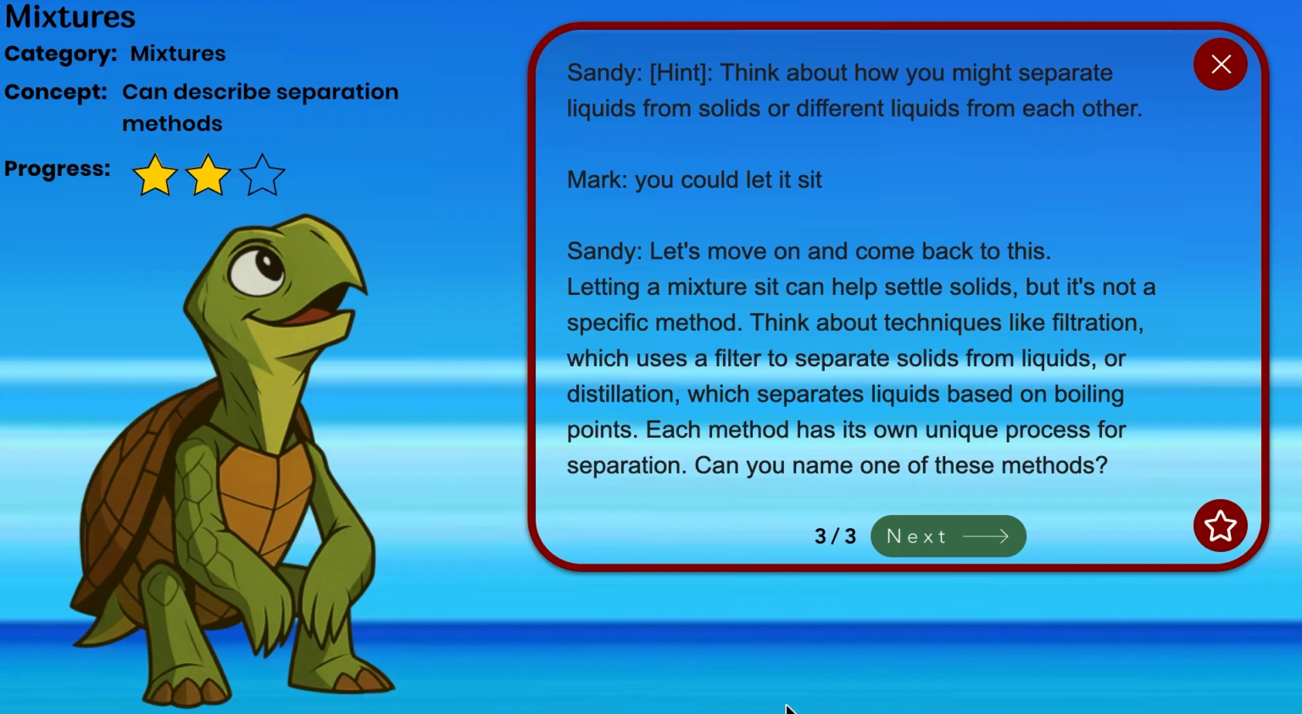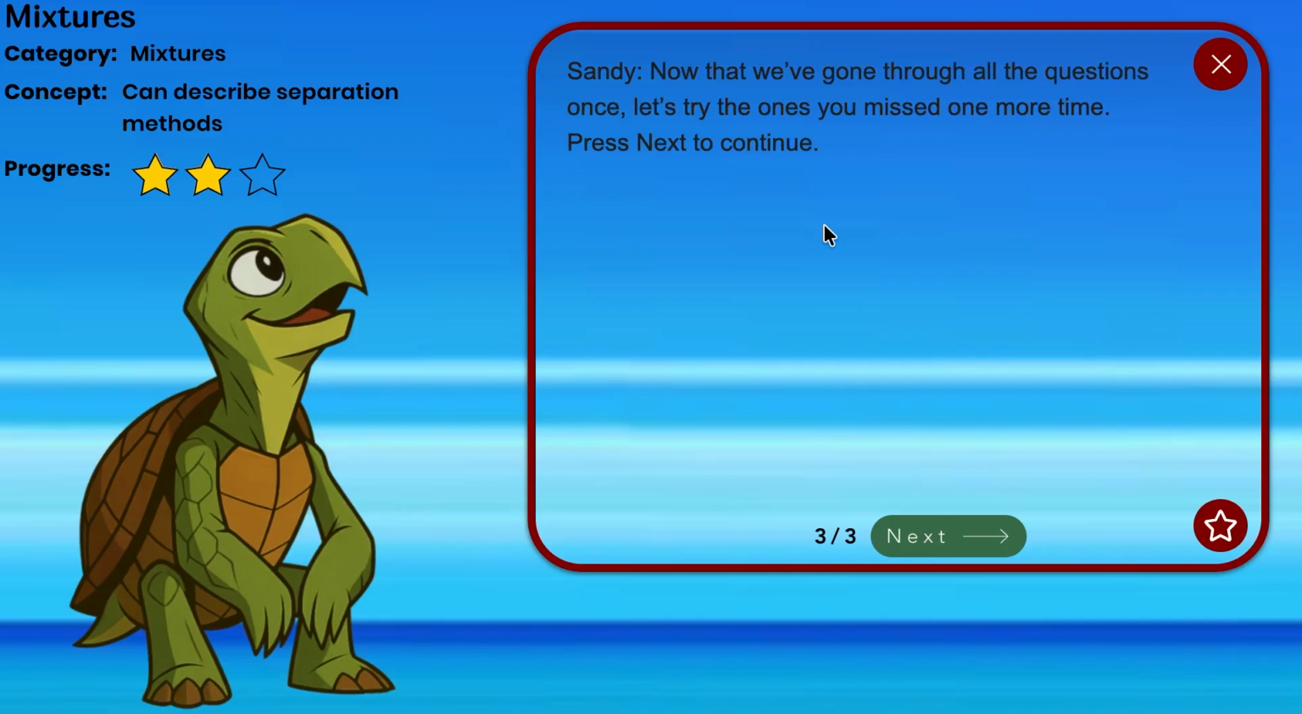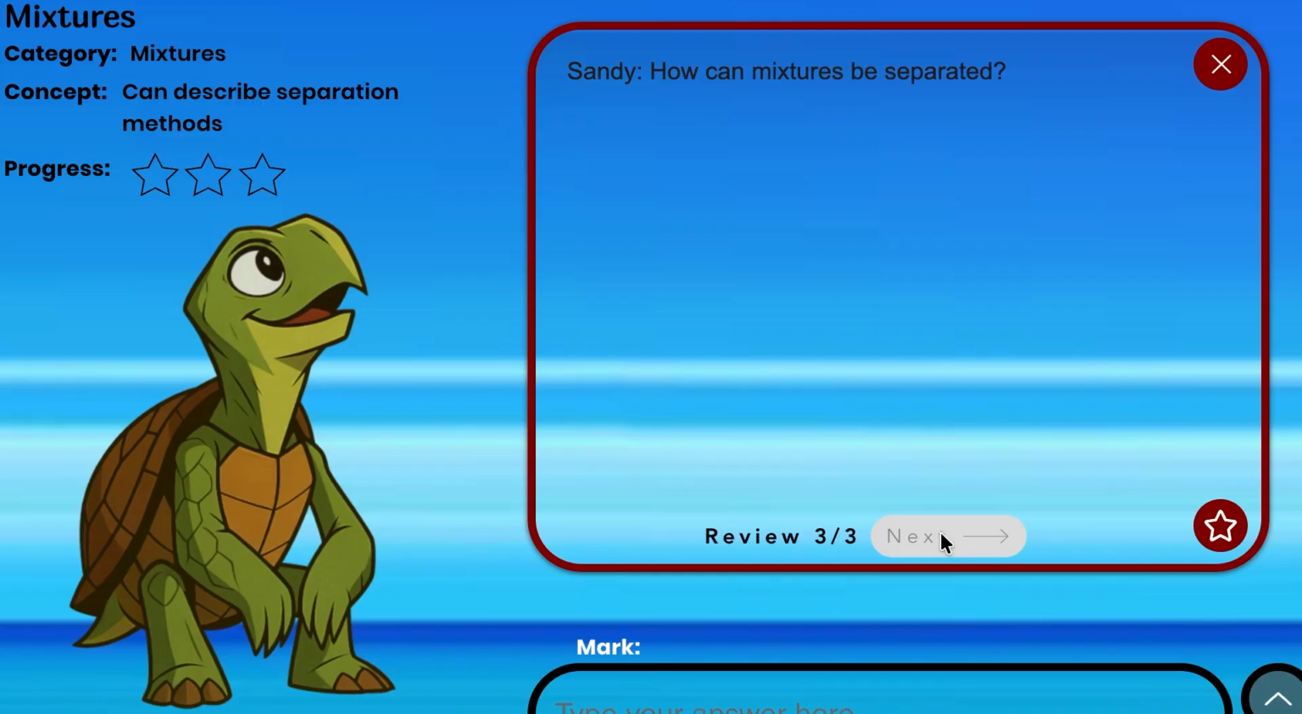And this is like a thing that I would want to fix, because it should not ask me another question, because you're not allowed to continue to engage. You're going to move on. So that was the 3 of 3. And now it says, now that you've gone through all the questions, let's try the ones you missed one more time. Press next to continue.